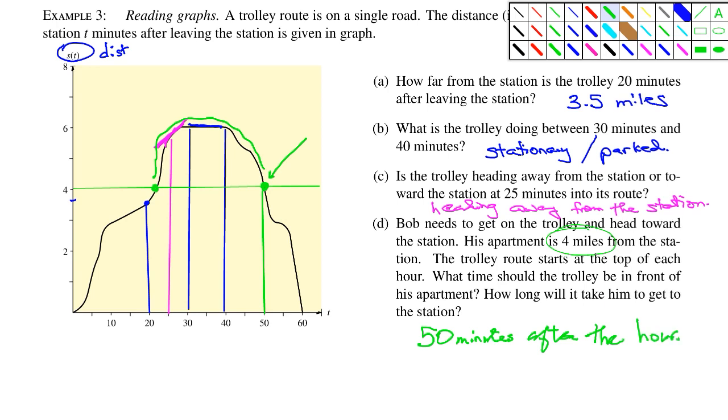And then how long will it take for him to get to the station? Well, when does the trolley return back to the station? Right here is where the trolley's distance is equal to 0, which means the trolley is at the station. And that's at 60 minutes to restart the hour, so it's 10 minutes.